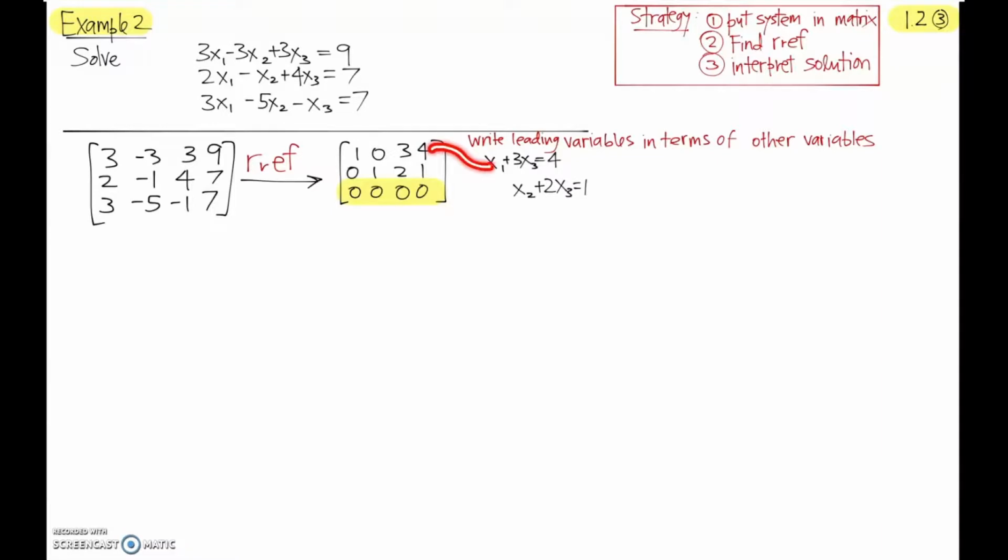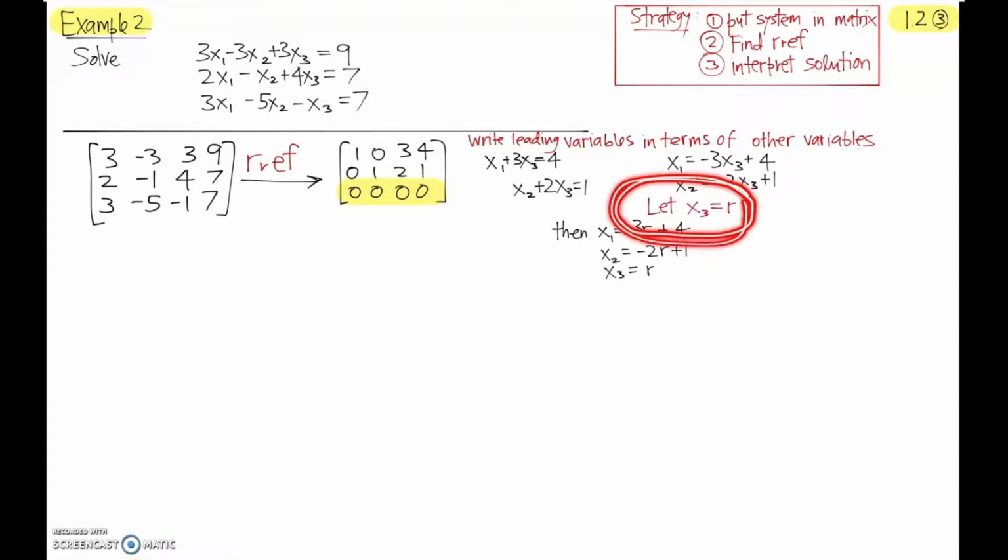This top row tells me that x1 plus 3x3 equals 4. The second row tells me that x2 plus 2x3 equals 1. And so now I write those leading variables in terms of the other variables. So x1 on one side all by itself is being described in terms of x3. x2 is also being described in terms of x3. So we're going to use a parameter for x3, and then we'll be able to write the solution to this system. So the magical thing is we let x3 equal this parameter r.